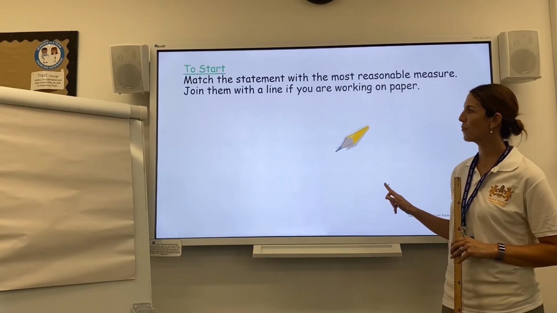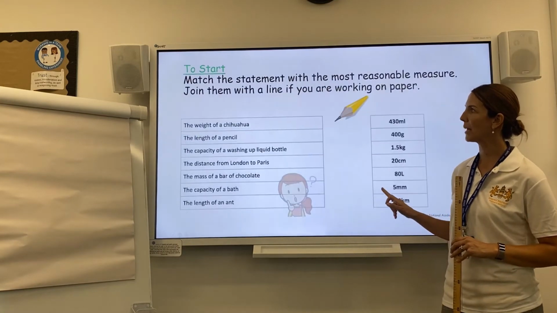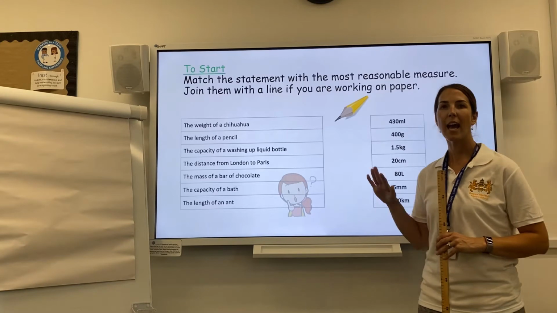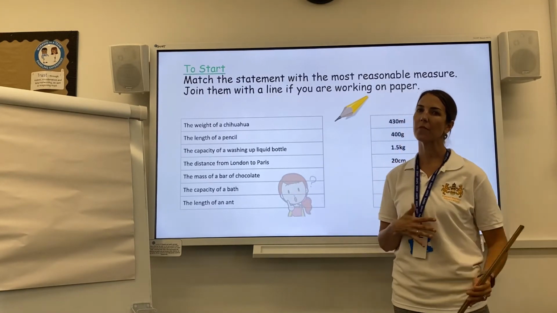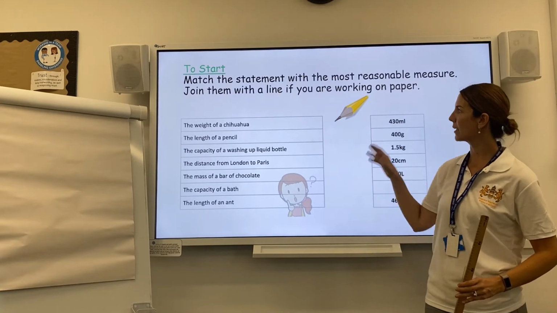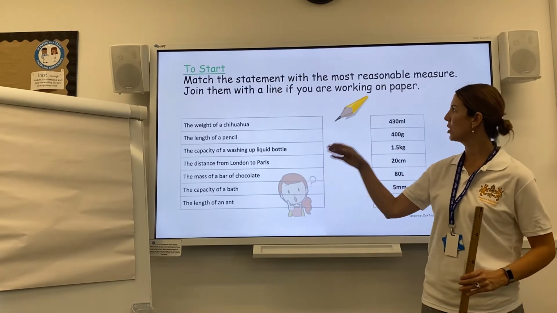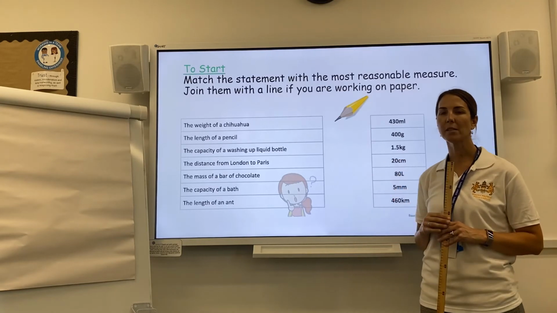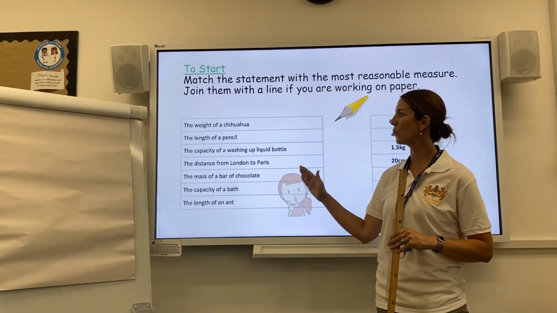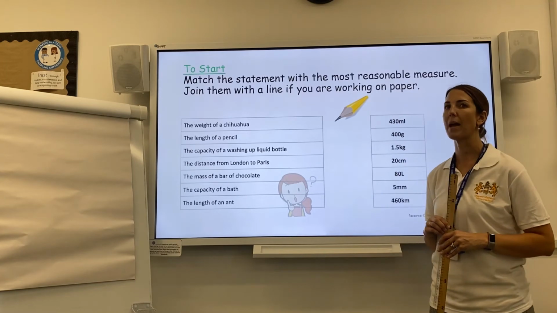Now let's start with our very first activity. We are going to be matching each side. At this stage, you just want to be pausing the video, giving yourself enough time to drag lines from the one side to the other side and see which of the measurements would suit each of the items listed the best.